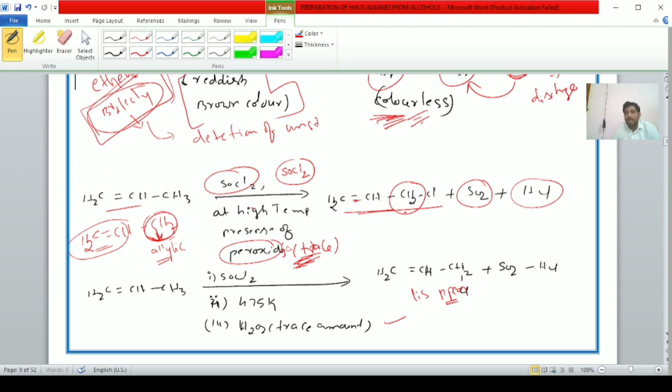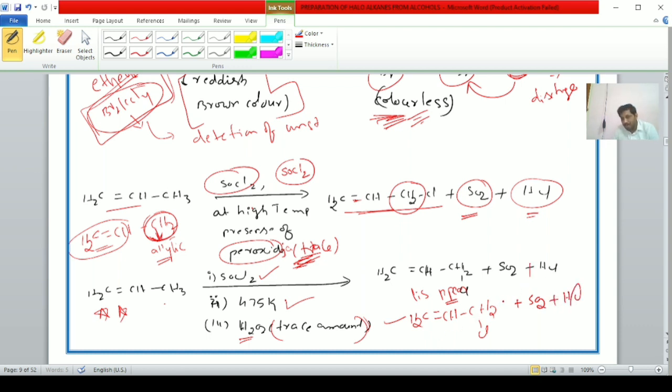That is, allyl chloride plus sulfur dioxide plus HCl can be formed. In examination, the question is framed like this, student: propene, CH2=CH-CH3, first reagent SOCl2, second reagent 475 Kelvin, that is the highest temperature, and a peroxide, H2O2 (within the bracket, trace amount, that is a small amount). Then it can form, student, this product CH2=CH-CH2Cl, that is allyl chloride, plus sulfur dioxide plus HCl. These two are the byproducts.